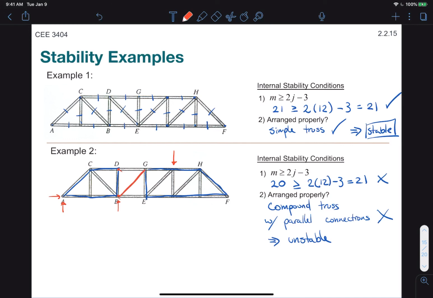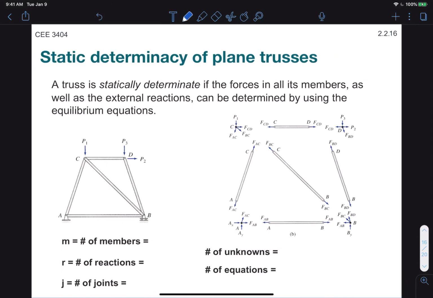So we could add a diagonal member in that direction, or to stick with our Pratt design, one in the opposite direction. Okay, so internal stability makes sure that our truss does not fold geometrically. Static determinacy makes sure that we can actually solve for all the member forces using static equilibrium equations. Therefore, its definition: a truss is statically determinate if all the forces in its members, as well as the external reactions, can be determined by using equilibrium equations.